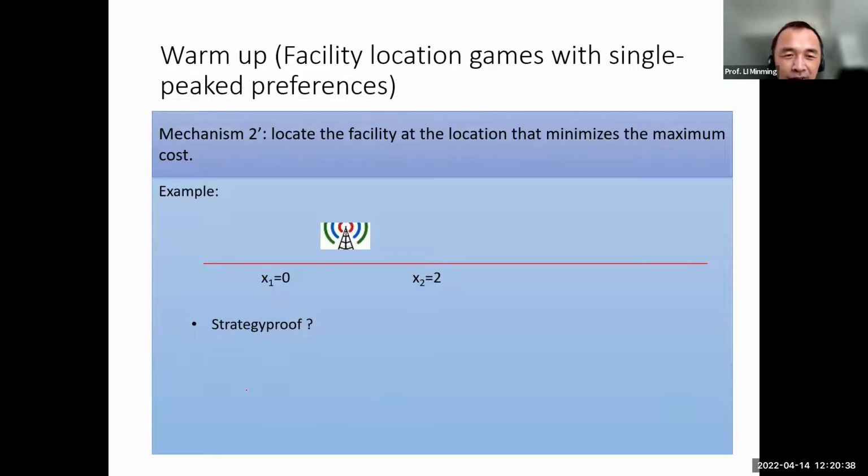Or in the, well, let me find the cursor. So here, 0 is here, 2 is here. The optimal solution is 1, because if you move it far away from 1, either on the left or right, one party will be less happy, right? Okay, so the middle point is the optimal solution for max cost.